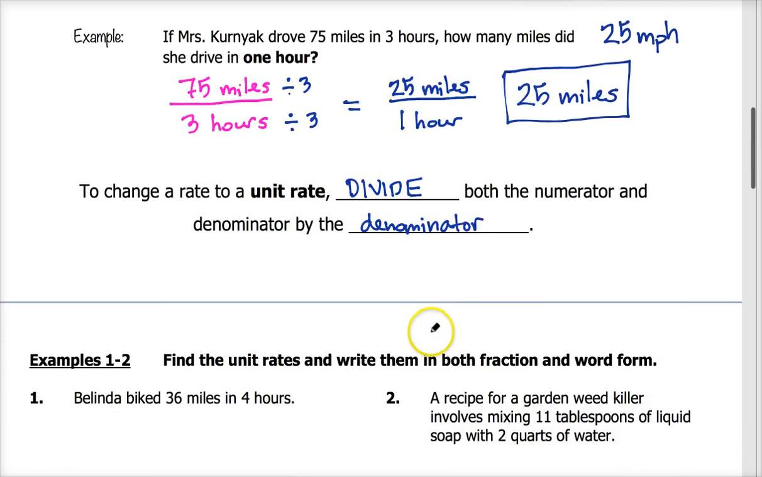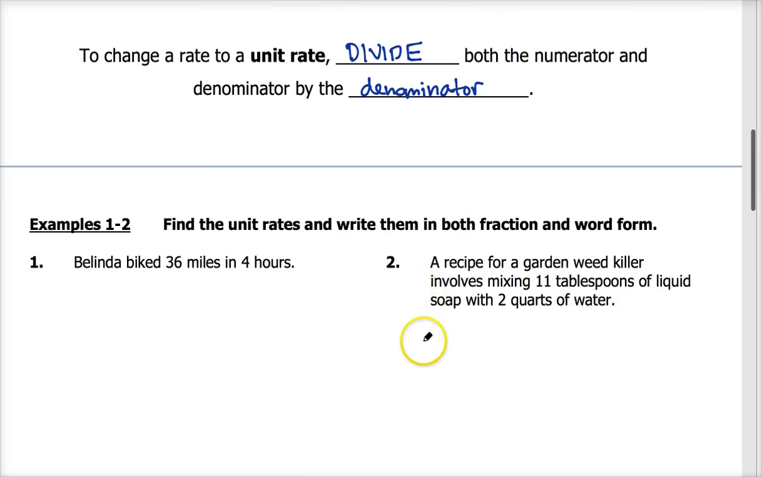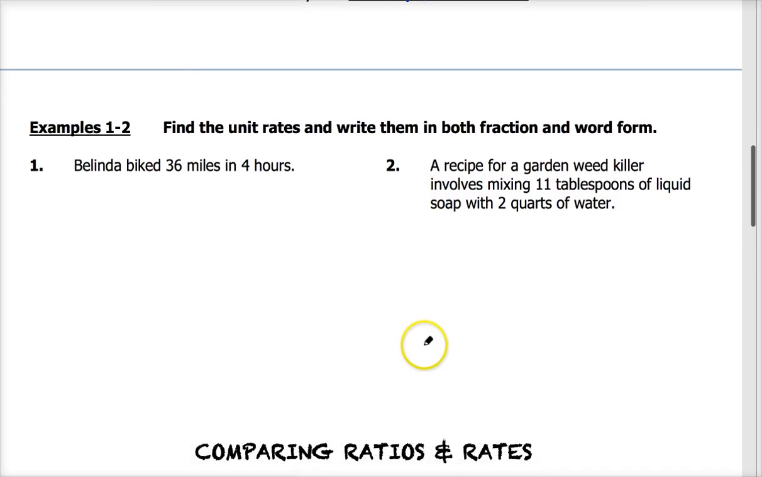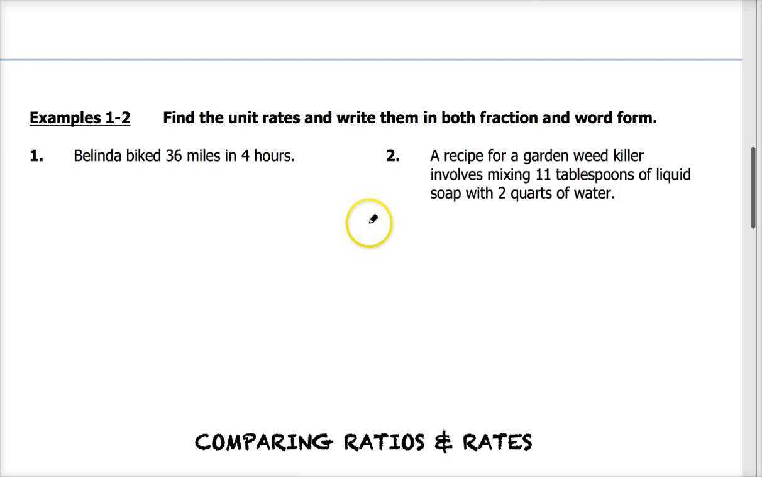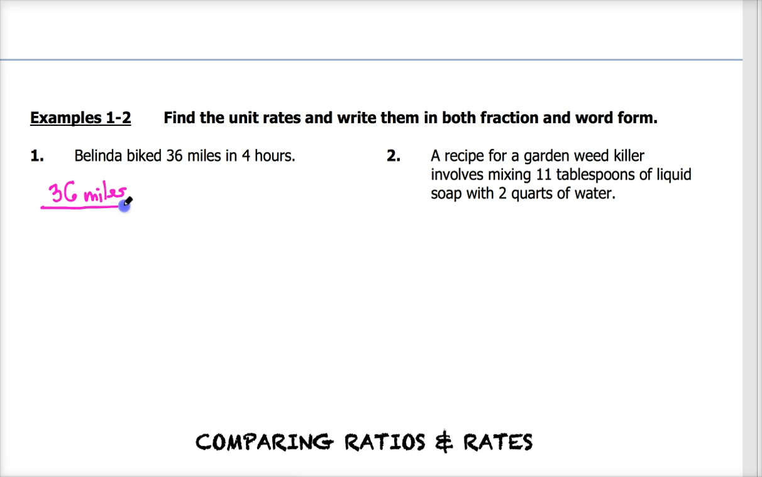So we're going to practice this now on the back side. I've given you a few examples of rates. We're going to find the unit rates based on these rates, and then we're going to write them both in fraction and word form. So number 1 says Belinda biked 36 miles in 4 hours. So this as a rate would be 36 miles per every 4 hours.